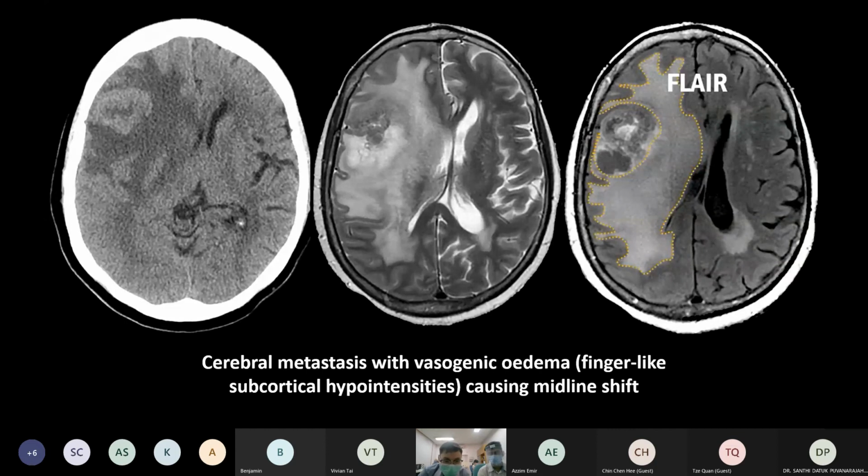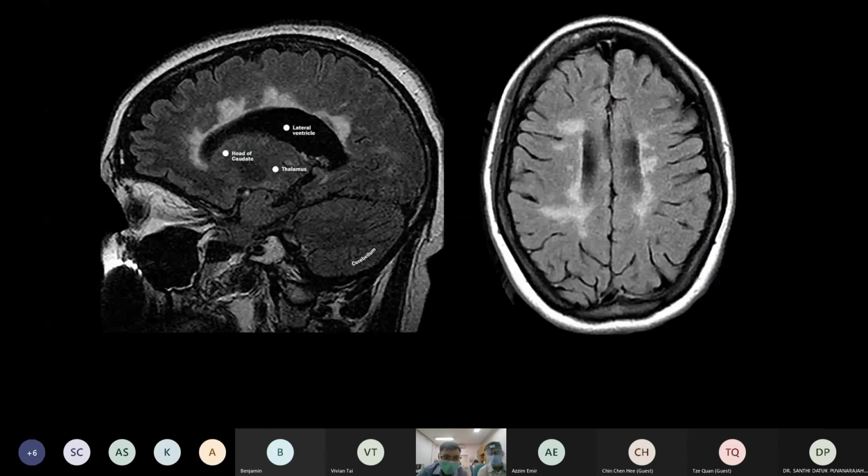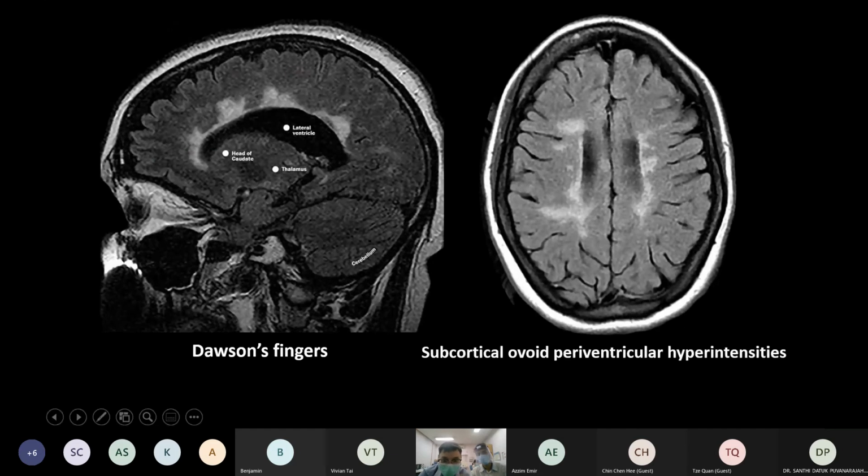Okay, so this I think maybe I don't need a volunteer for this. Everyone can see that this is a very clear spot diagnosis. There is a subcortical lesion, a periventricular lesion, and in the sagittal view, this is a FLAIR sequence, and there's a subcortical hyperintensity. So this is most likely Dawson's fingers and also periventricular hyperintensity. This is most likely to be multiple sclerosis, very typical for multiple sclerosis.